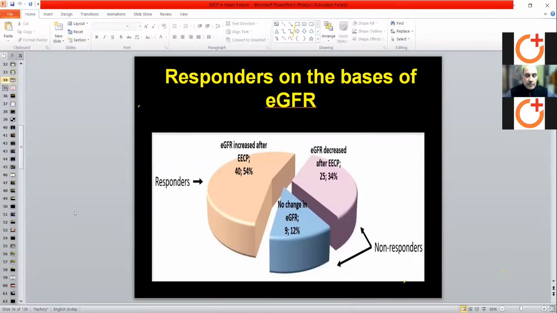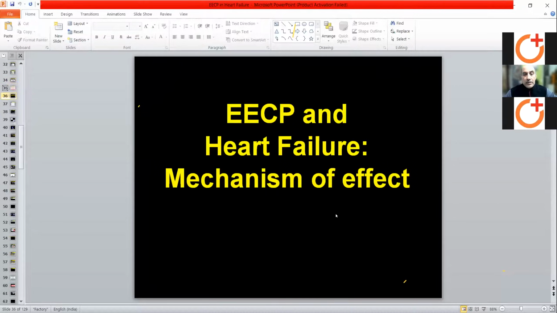And if you look at the total number of people, 55% of people did show remarkable improvement in the EGFR, almost normalization. So that is something which was important.